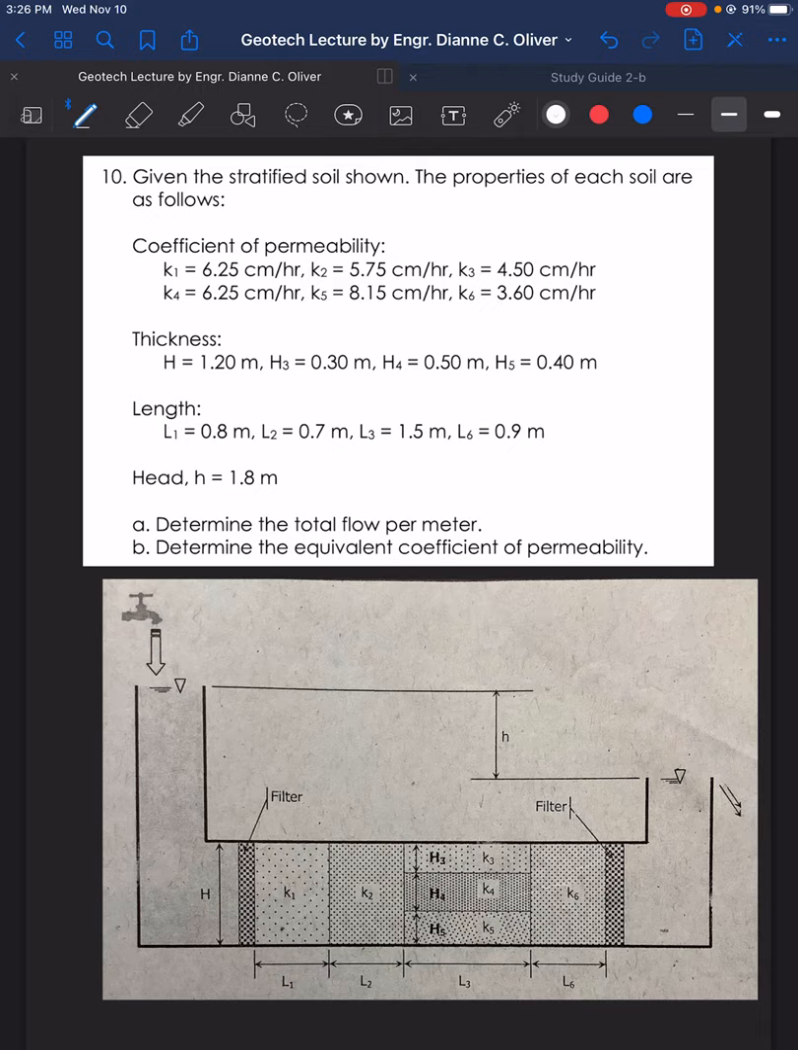Screenshot first. Okay, let's go to number 10. Given the stratified soil shown below, the properties of each soil are as follows. We cannot write it one by one because it's a very limited space. Here are the coefficients of permeability, K sub 1, K sub 4, K sub 2, K sub 5, K sub 3, and K sub 6, the different hydraulic conductivities of the 6 types of soil.